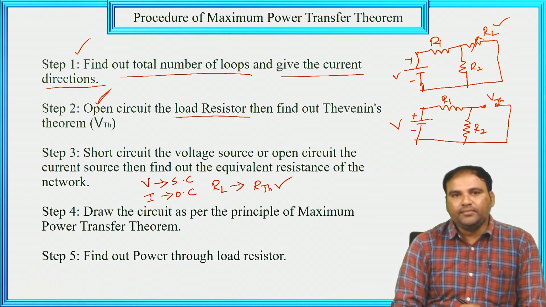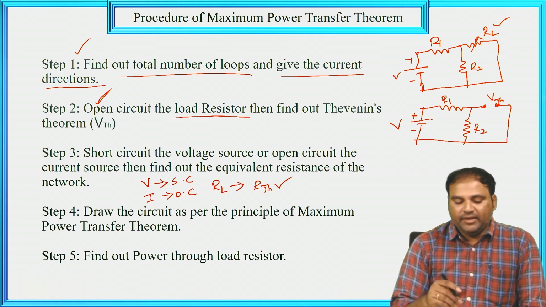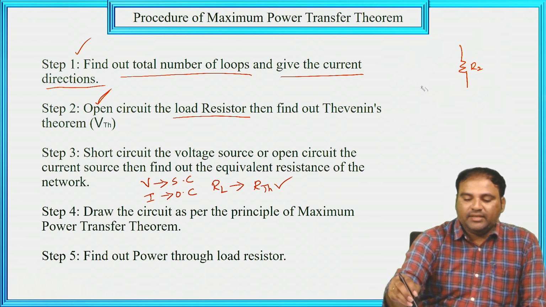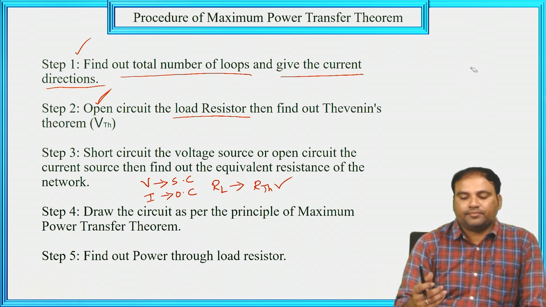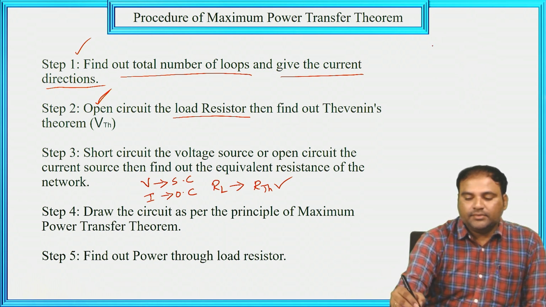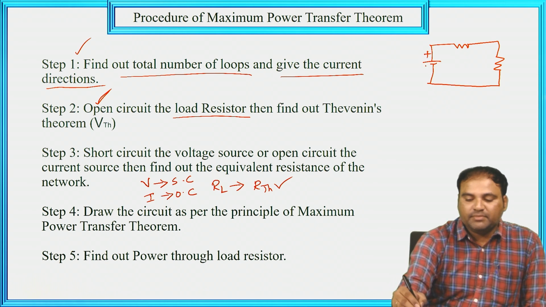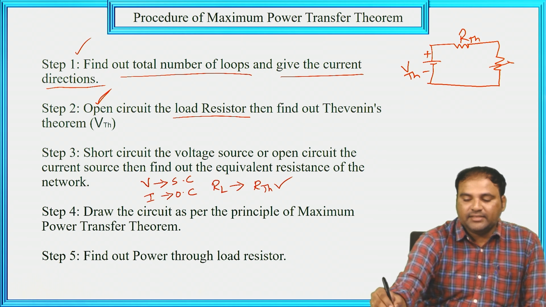After that, we need to calculate the maximum power, that is P max. So here how we will get the P max? Already we know Thevenin's theorem. For example, let us take one equivalent circuit, the equivalent circuit of Thevenin's theorem. So plus minus, let us take as VTH, and this is RTH, and this is the load.